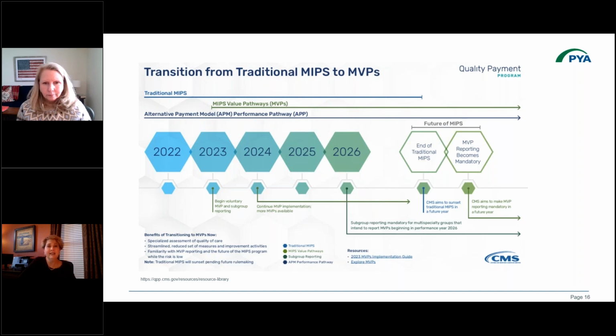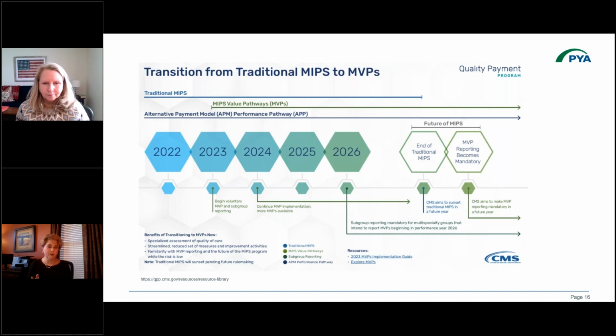In the early guidance, it was indicating that 2027 was the year that traditional MIPS would be sunset. They backed off. I don't see the 2027 as much in print. It's referred to as, it will be sunset in the future. It will end. We don't know the exact year. That 2027 is still hanging out in the back of my mind as I'm planning and talking with clients. So we'll see how it continues to develop.